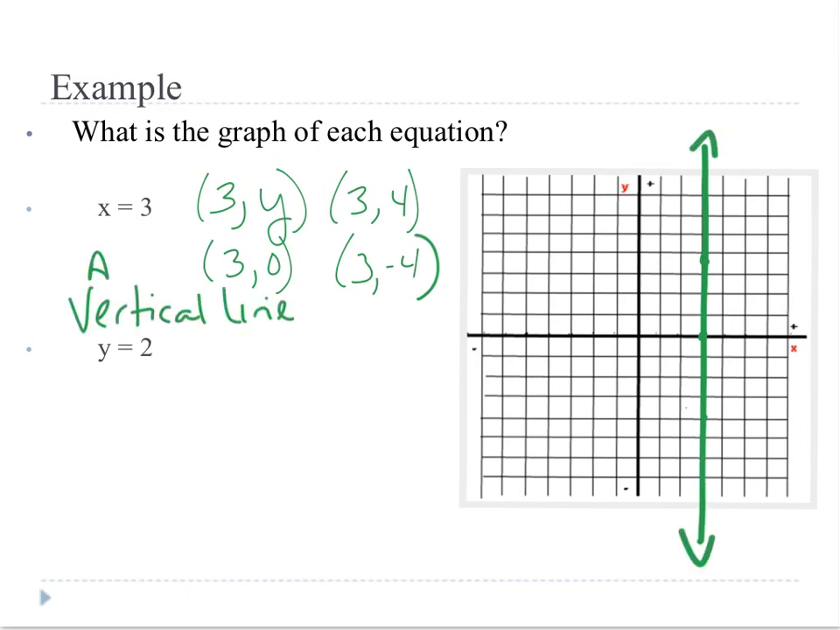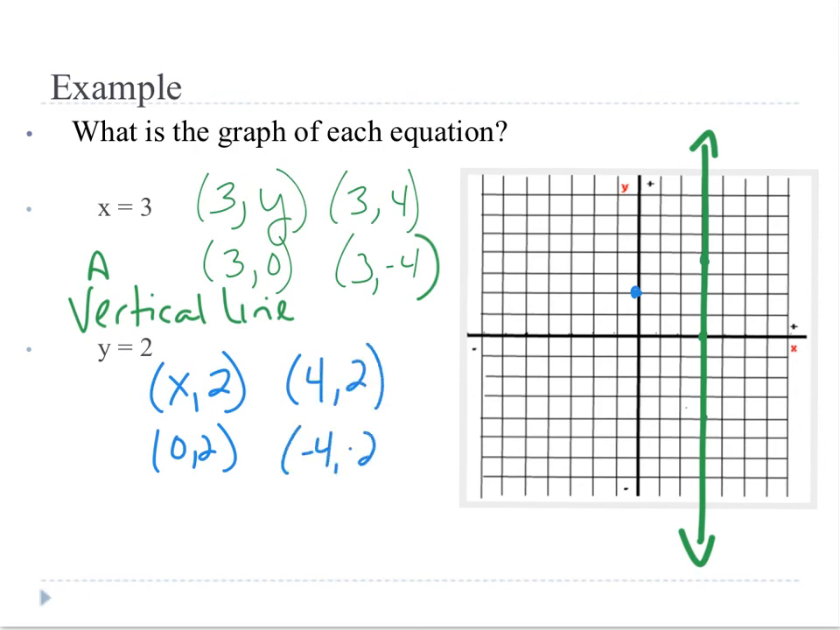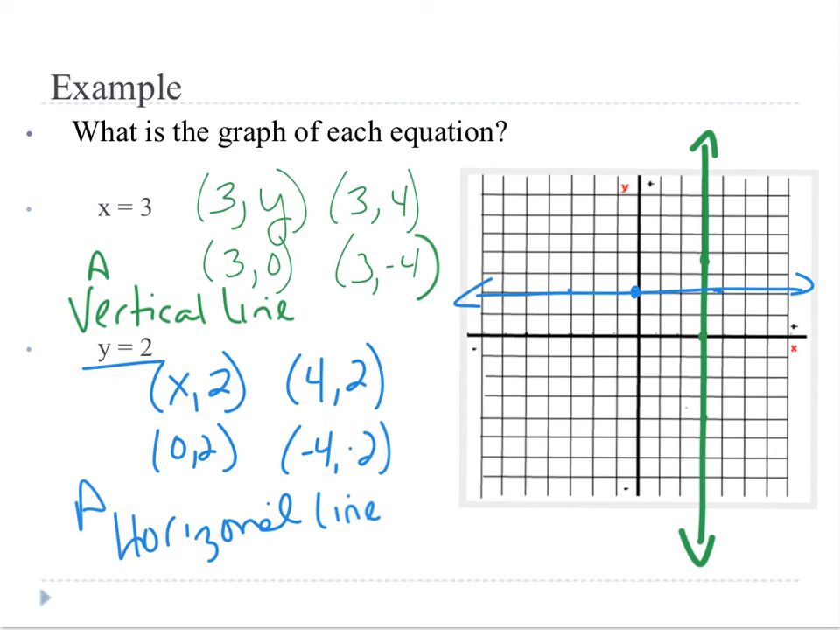When your y value is equal to 2, no matter what your x is, your y value will be 2. So your y-intercept will be 0, 2. But no matter what your x is, your y value will remain 2, which means that creates a constant line going sideways, which of course is a horizontal line. So when y equals a constant, your line becomes horizontal. When x equals a constant, your line is vertical.